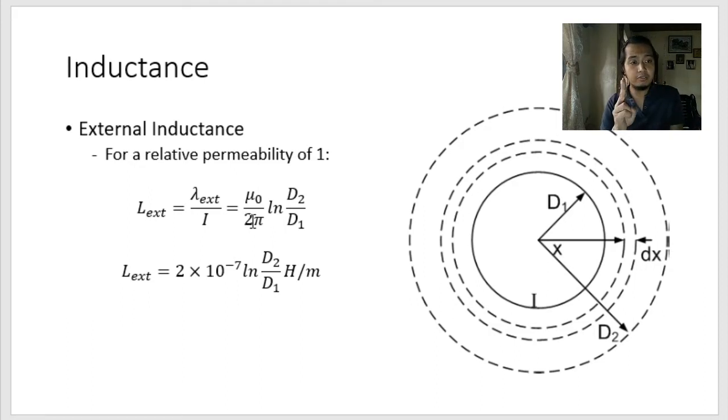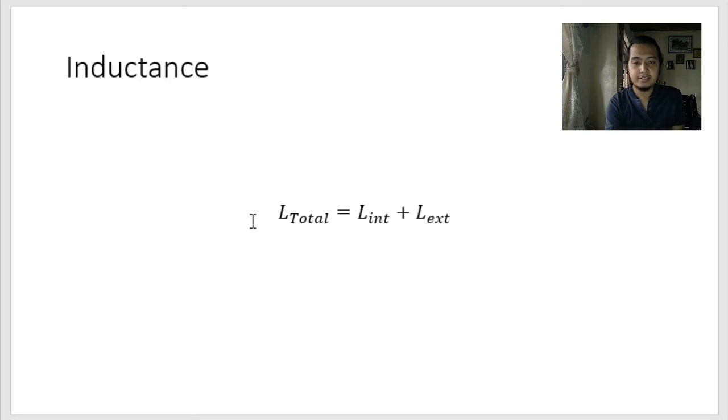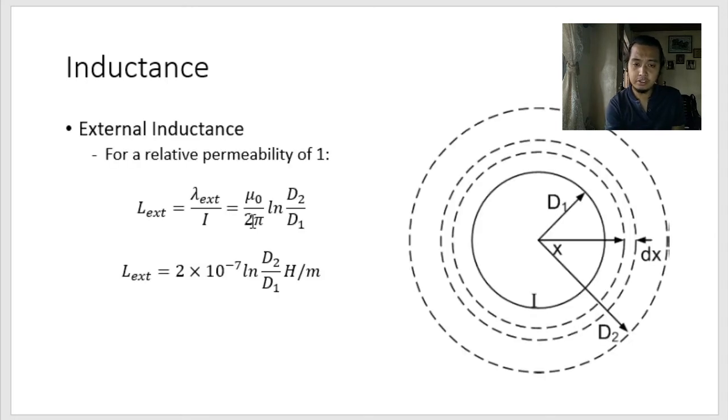So you have two sources of inductances actually. You have an internal inductance and external inductance. So that's the inductance total. So you just add them up and then you get the inductance. So that's the formula.